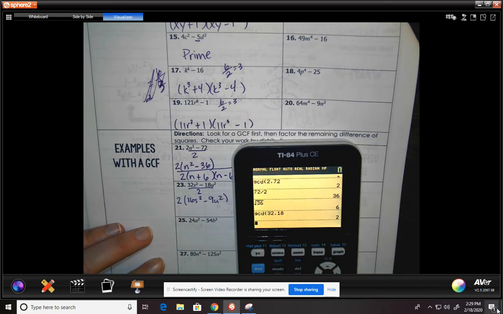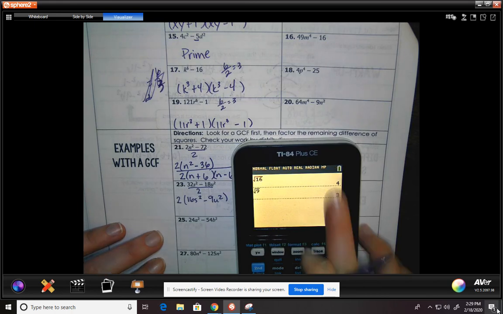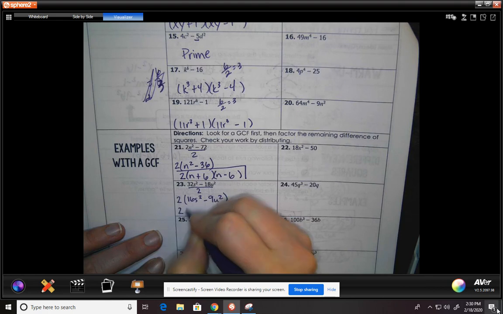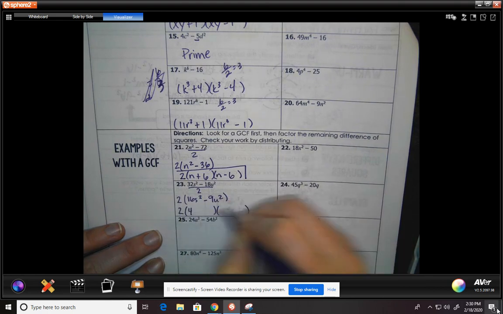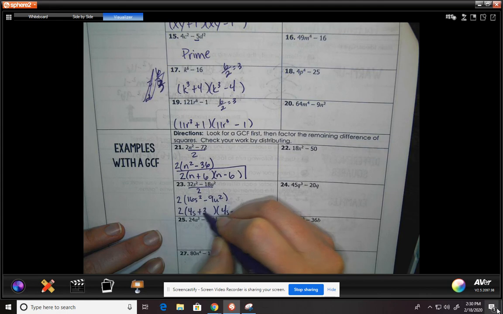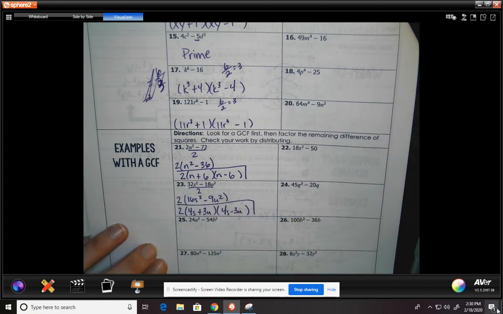Okay, now I just need to see, is 16 a perfect square and is 9 a perfect square, which both are, 4 and 3. So I keep the 2 and open up my 2 factors because it is subtraction. I'm going to have a 4 and a 4. I split the s and the s, a plus, a minus, and 9 became 3, and I split the u. And there's my final answer.